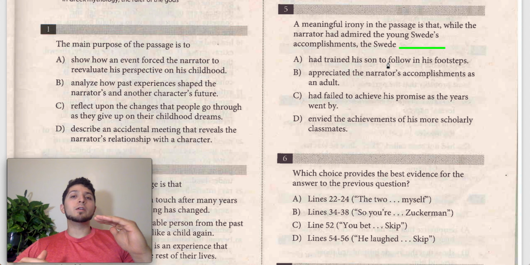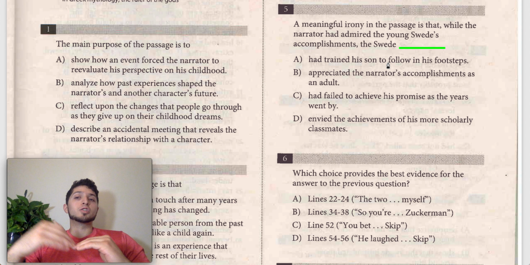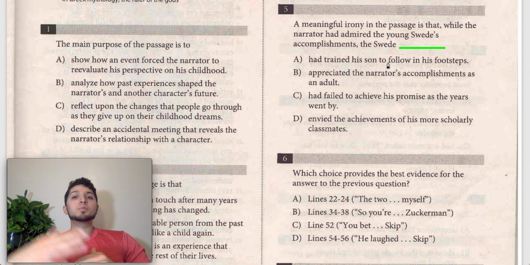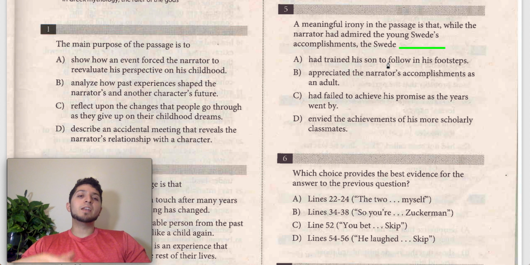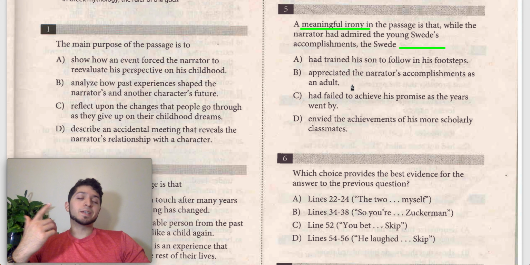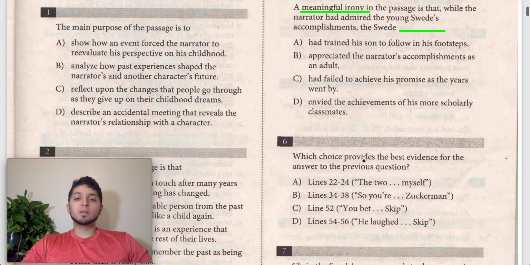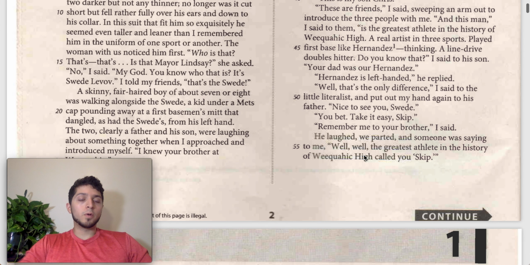So a meaningful irony would be a reversal of that position, where the Swede is looking up to the narrator, or maybe the narrator is looking down to the Swede, or maybe the narrator stops looking up to the Swede, whatever that is. Any reversal of expectation is going to be the meaningful irony we're looking for. And if you remember the passage, there is one moment that should stick out in our minds. It sticks out in mine, and I'm going to predict that that's the event that's happening. But let's go through the answer choices for now and see if we can decide this question based on those. So for 6, we're going to look at 22 through 24 as the first ones.